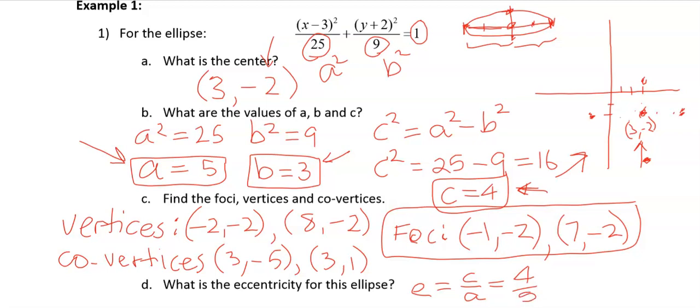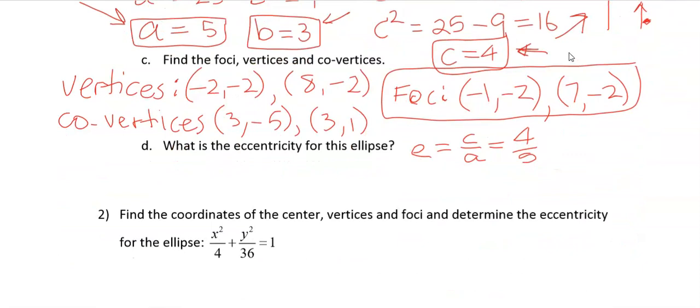Your eccentricity is always going to be less than 1, by the way. It's always going to be less than 1, okay? If it's ever bigger than 1, you've done something wrong. If you leave it as a fraction, just make sure you reduce it as much as you can. And there you go. There's example number 1 done. All right, a little bit of work to it, isn't it? But practice makes perfect, remember.